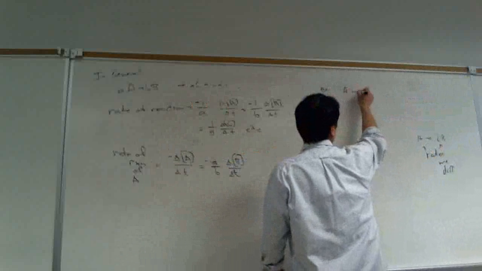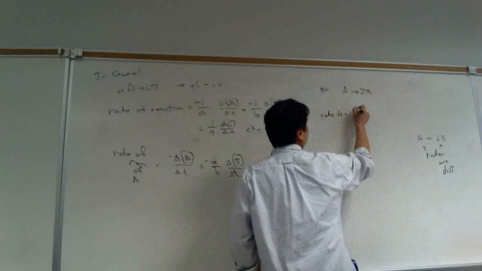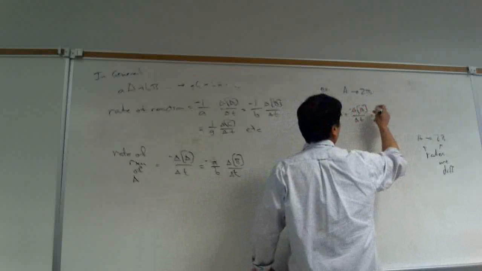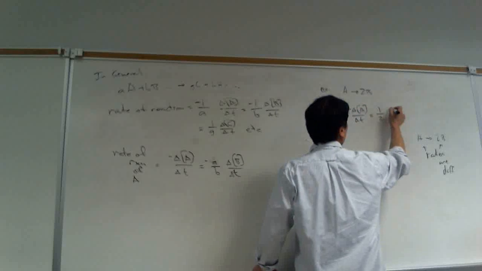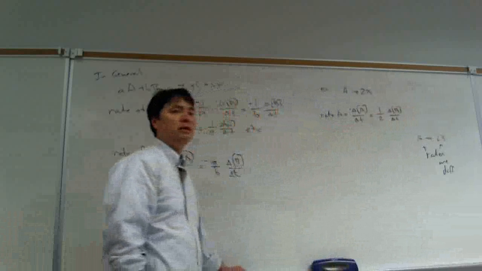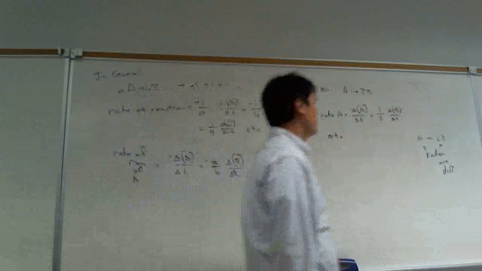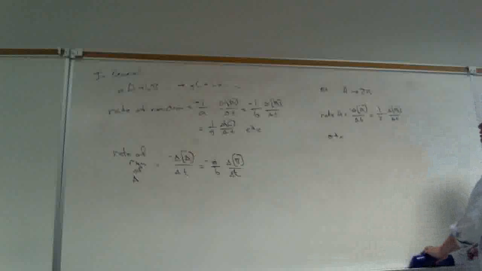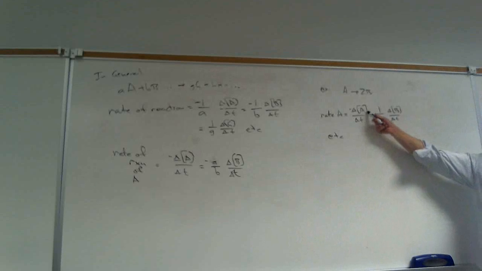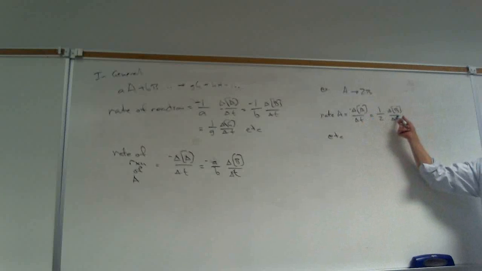And so if we do A goes to 2B, then the rate of A is equal to minus delta A over delta T, which is going to equal 1/2 the rate of B, delta B over delta T. And so A is consumed at half the rate B is, etc. So this allows us to relate the different rates. Now, what is the rate of reaction? The rate of reaction in this is equal to the rate of reaction for A, which is going to be half the rate of reaction for B.